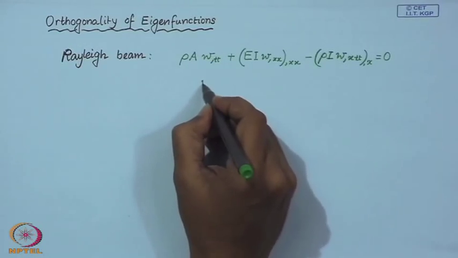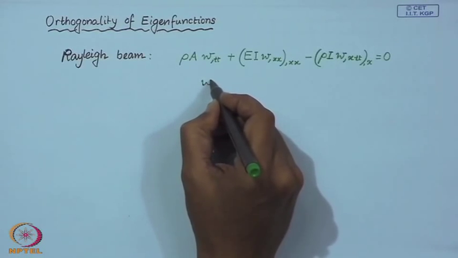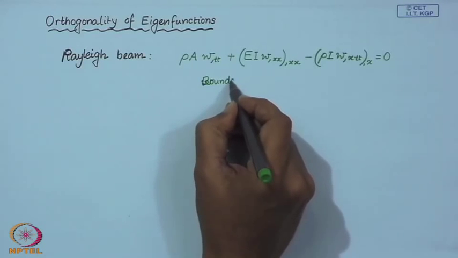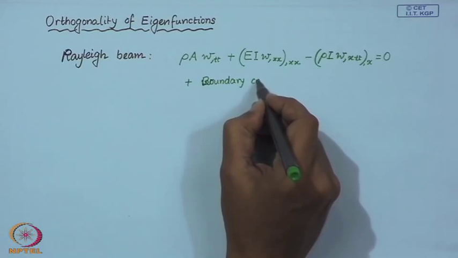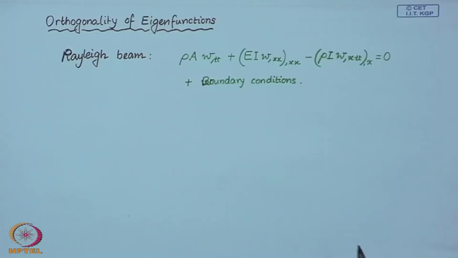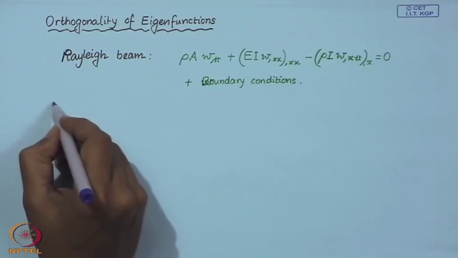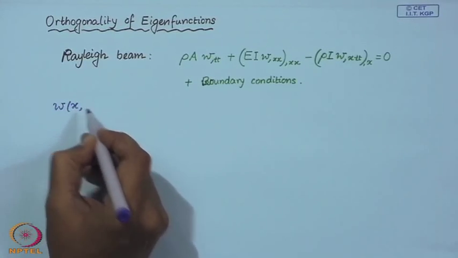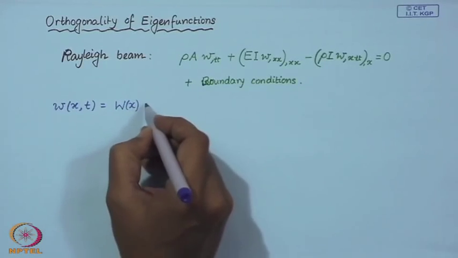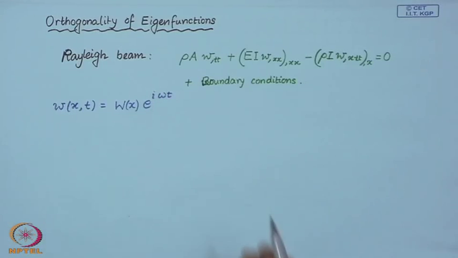So, this is the equation of motion for a Rayleigh beam, and along with this of course, we have these boundary conditions. Suppose for example, we can have simply supported boundary conditions. Now, when we do modal analysis, we search for solutions of this form, which is complex and separated in space and time.